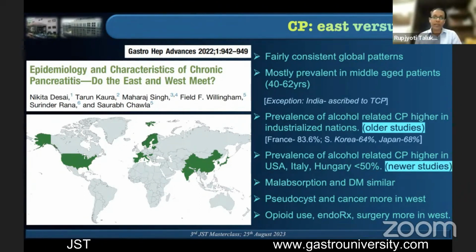Malabsorption and diabetes are similar between India and the Eastern countries and the West, but what the study reported is more in the West compared to the East, and opioid use, endotherapy, and surgery more in the West. So I think this is good data, but I still have some reservations, because even when you look at the East, China or Japan, South Korea, they are more industrialized than the Indian subcontinent.